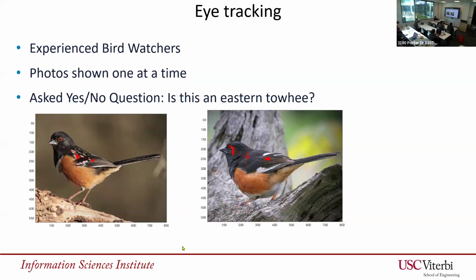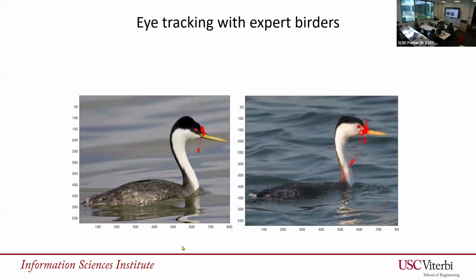So one of the things we did is we showed them birds, and we did eye tracking and looked at what they look at. How can you tell a spotted towhee from an eastern towhee? The spotted towhee's got spots on the wings. And not surprisingly, an expert bird watcher focuses in on the wings, also the eye and some other things. Or this bird you can tell apart. If there's a lot more black on the face, it's a western grebe. If there's not so much black on the face, it's a Clark's grebe. And again, that's what the experts focus in on.